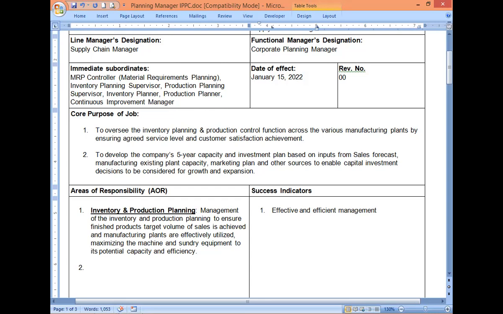Okay, management of production. Make it simple. Make it short. Don't make it too long. What happened here? Maybe this one. Okay, we got it. So management of production resources for optimal utilization.